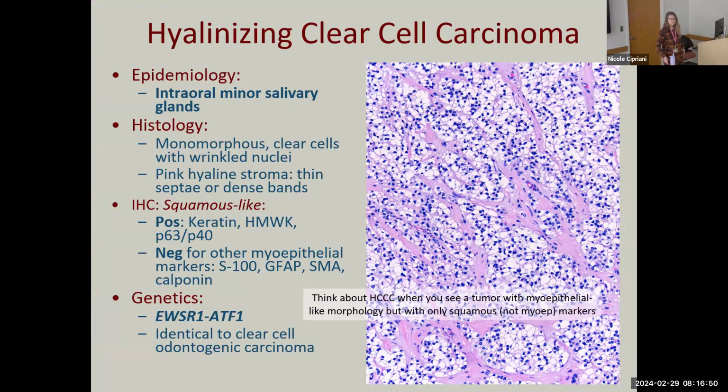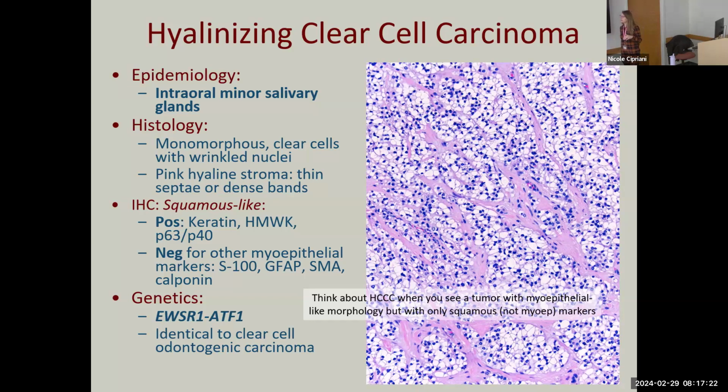Questions? Okay. Hyalinizing clear cell carcinoma. It's kind of exactly what it says. It is mostly composed of optically clear tumor cells, often with wrinkled nuclei, and has these hyalinizing bands that course through it. Usually this is not a major salivary gland. Usually this is a minor salivary gland. They stain like squamous, so high molecular weight keratin and p63/p40.